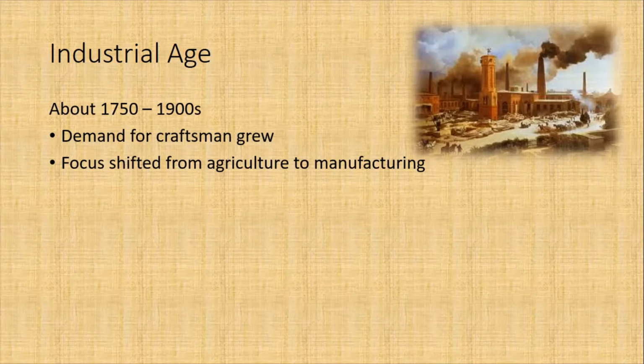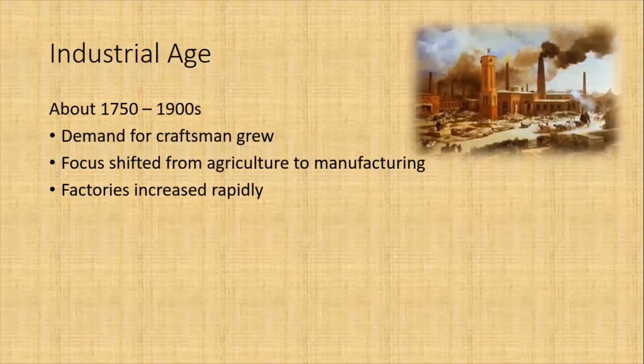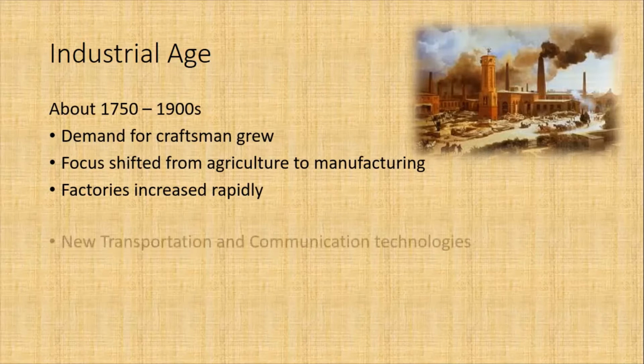So rather than people being agrarian, they started moving into cities, and cities started becoming even more diverse, and with even more people. Factories increased rapidly because of the need for various things. So again, when we talked about those various wars or various things that happened in the industrial age from 1750 to the 1900s, factories needed to produce boats and weapons and foods and tables and chairs and all of these different things. So these factories increased rapidly.